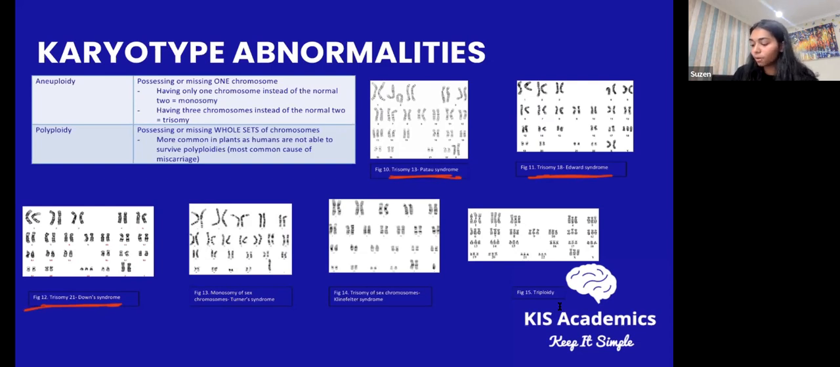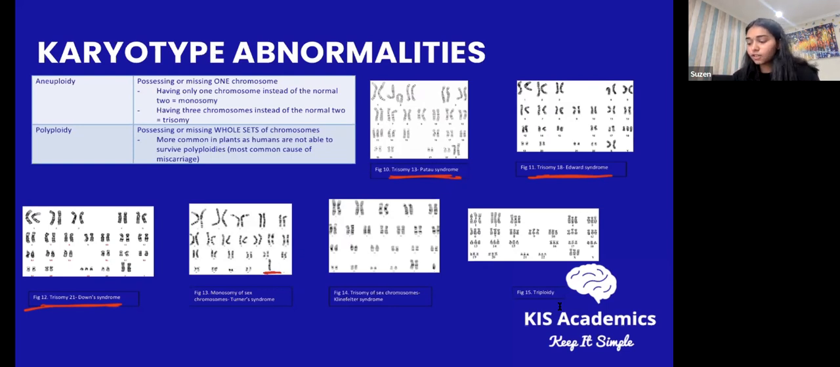Figure 13 is a monosomy of the sex chromosome. So instead of having an XY or XX, you only have an X. That's called Turner syndrome. What's unique about Turner syndrome is that whoever has it is always female, because in order to be a male, you must have a Y chromosome. So if you don't have a Y chromosome, then you can't be a male. Since Turner syndrome only has one X and no Y at all, they're going to be female.